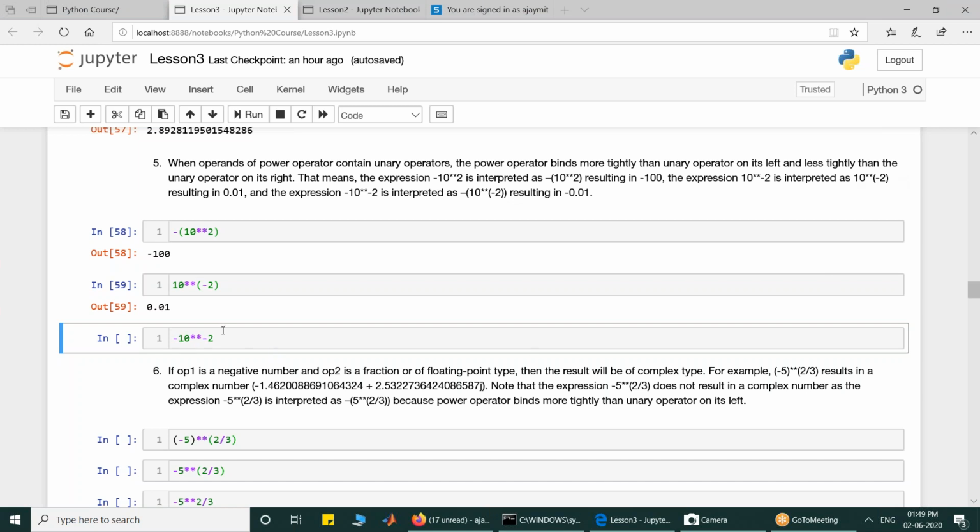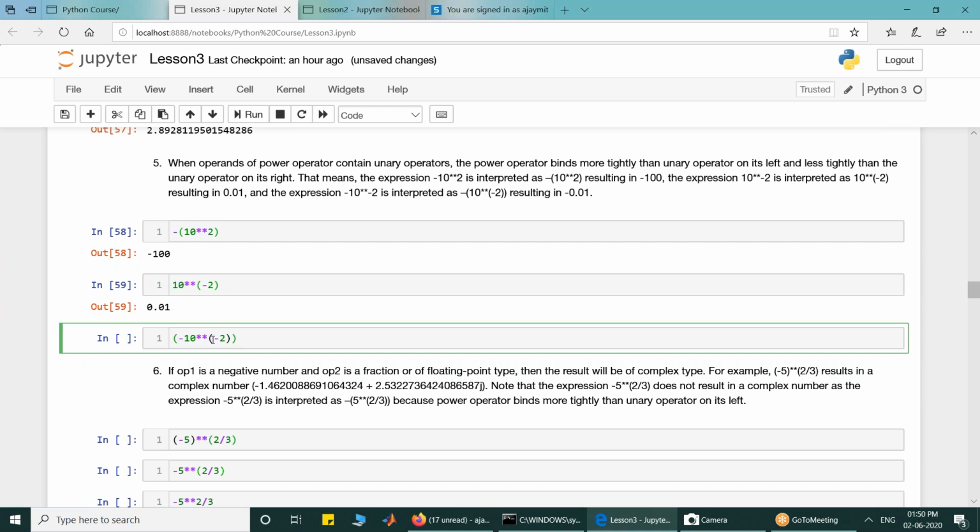Power operator binds more tightly than unary operator on its left and less tightly than unary operator on its right. Don't tell me the answer, but parenthesize it and tell me how it will be interpreted. So it will be interpreted, Chirag, don't tell me the answer, but the expression, how it will be interpreted.